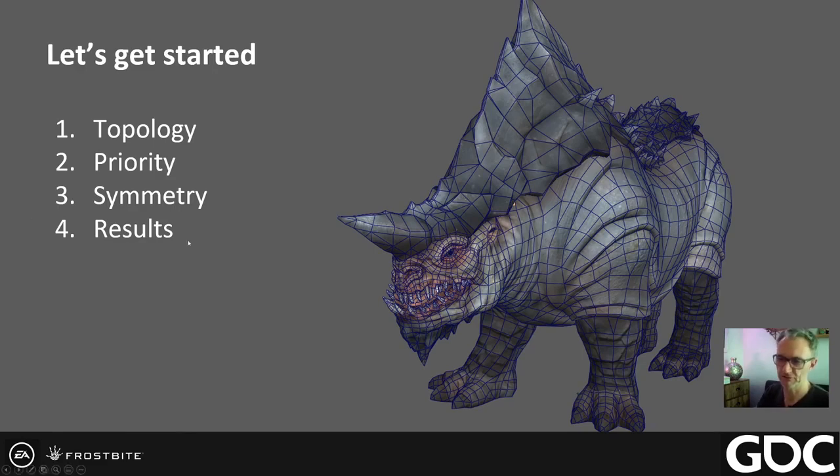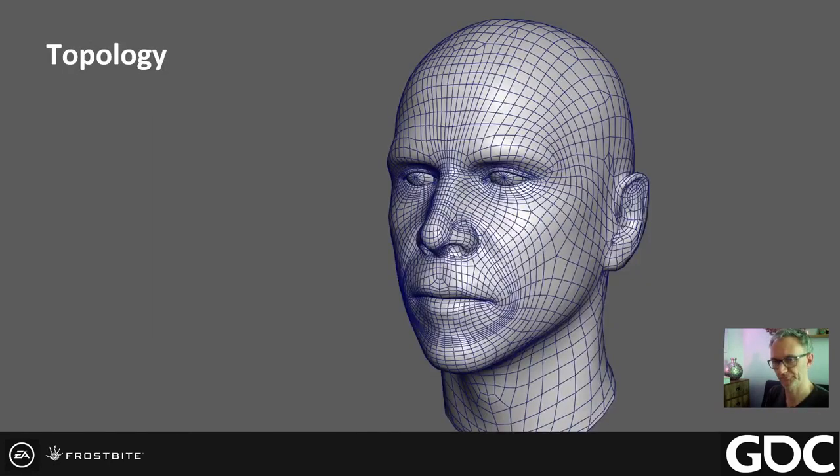And then the third requirement was to preserve symmetry on models. So very often character models are symmetric topologically. So in other words, they have the same edge structure, the same topology on the left and right, just mirrored. And so they wanted to retain that.